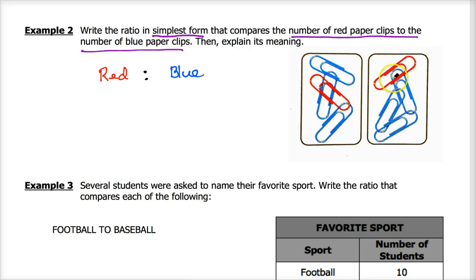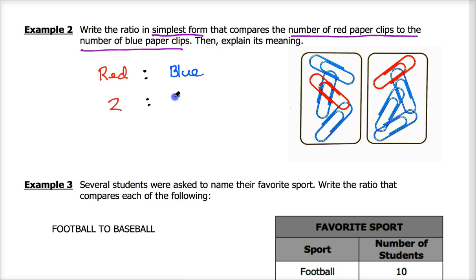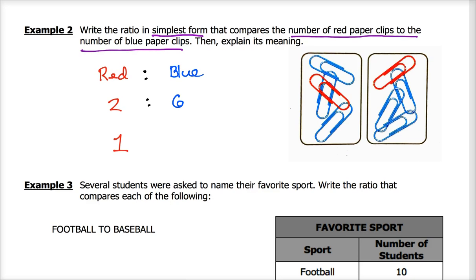So if we count here, the number of red paper clips, I see 1 here in this group and 1 over here. So there are 2 red paper clips. The number of blues, I see 3 in this first group and 3 in the second group. So that's 6 total, so that ratio is 2 to 6. Well, I can reduce this ratio because both 2 and 6 are divisible by 2, just like I would a fraction. So the ratio in simplest form, reduced, would be 1 to 3.